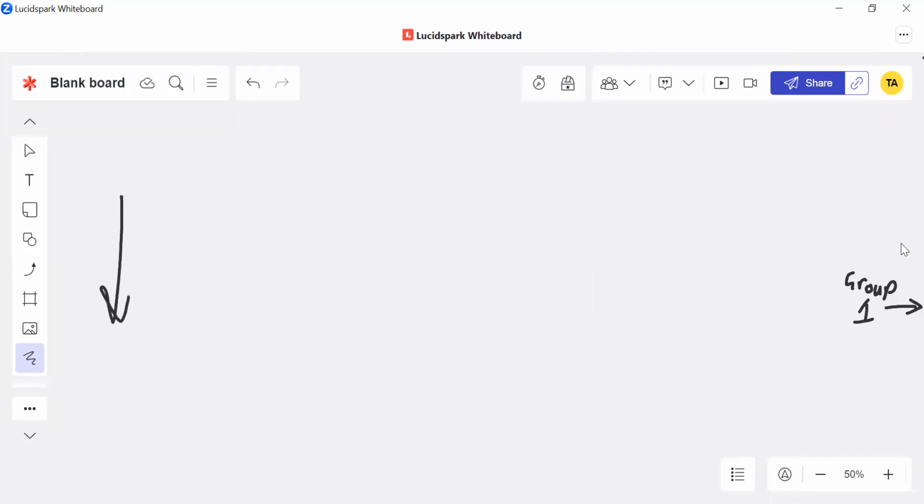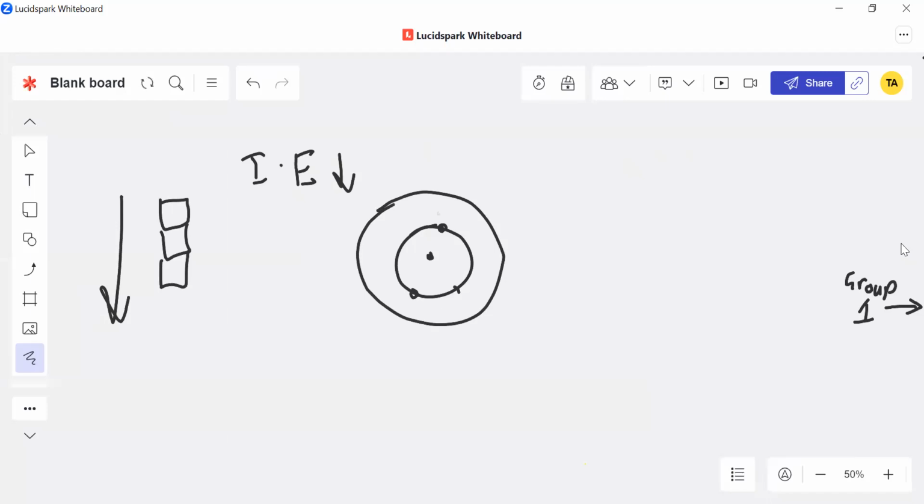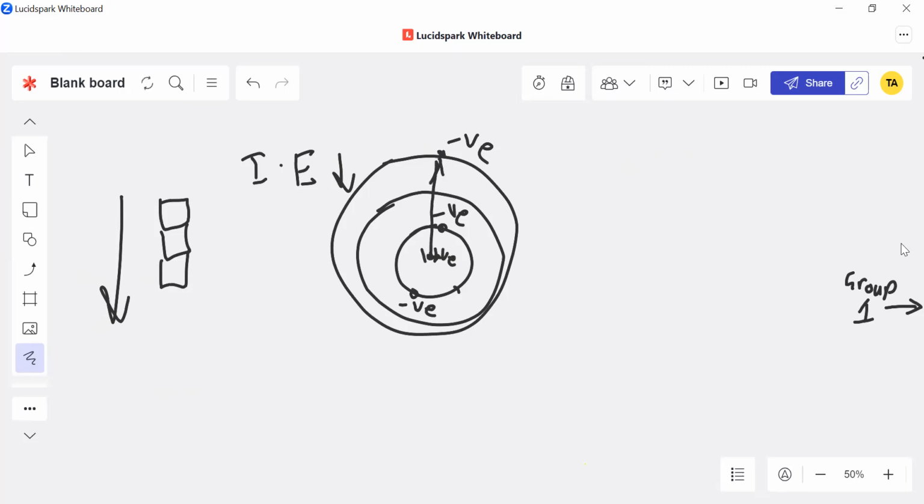So let's say this is down the group, right? So these are some elements. And when you go down the group, the ionization energy decreases. Why is that? Because the number of electrons or the atomic radius increases down the group. So this is the positive charge, and these are the protons in the nucleus, and these are the electrons. So when the atomic radius gets bigger, the attraction between the protons and electrons would decrease.